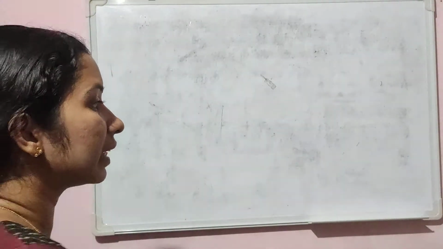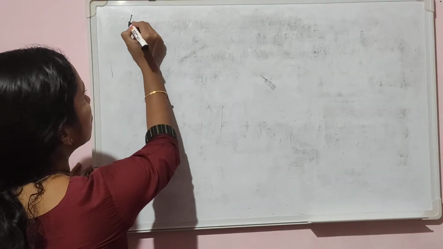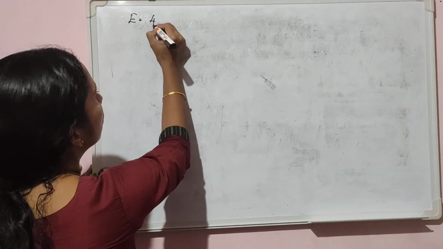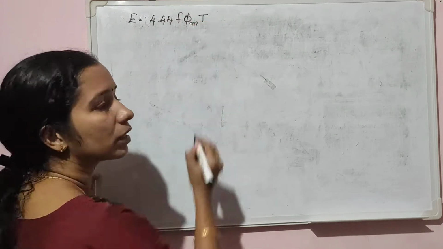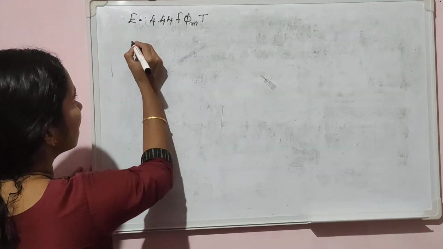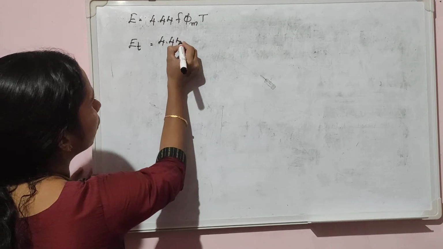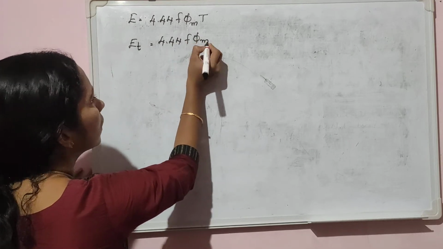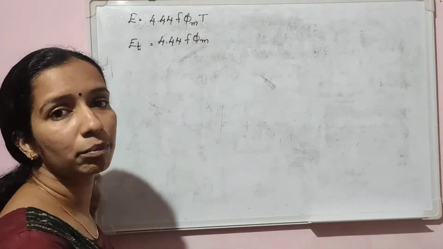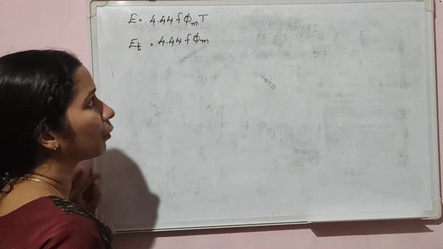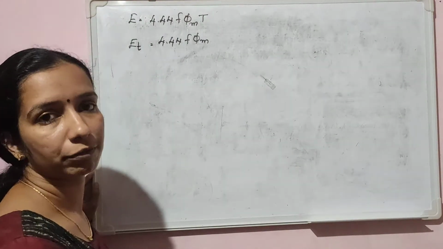So we are familiar with the equation for induced EMF in a transformer winding. So we have induced EMF as E is equal to 4.44 F into phi m into number of turns in the winding. So we can write the EMF per turn ET as 4.44 F into phi m. So we will get EMF per turn by dividing the total EMF by the number of turns. So it will be 4.44 phi m into F.